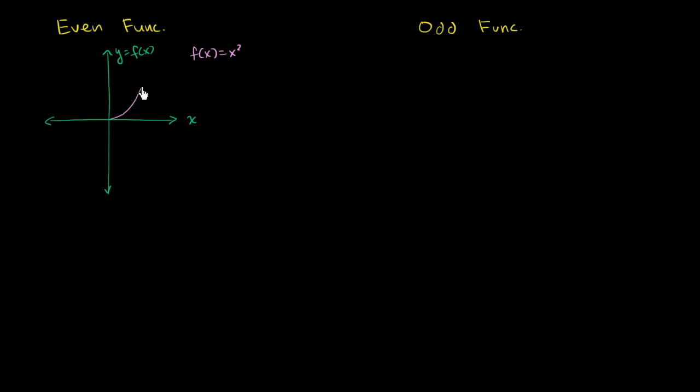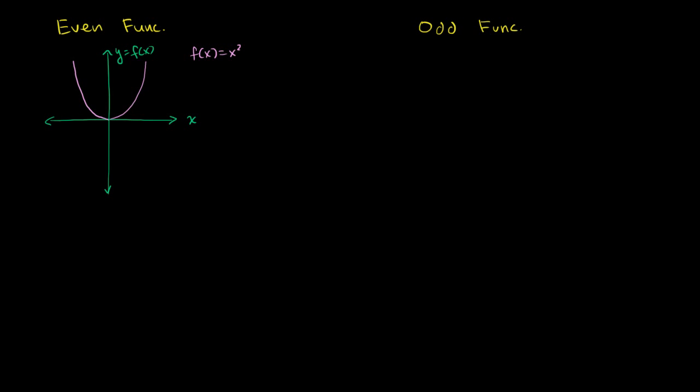In the first quadrant, it looks like this. And then in the second quadrant, it looks like this. Let me try to draw it so it's symmetric. Pretty good job. The f of x is equal to x squared is an even function.